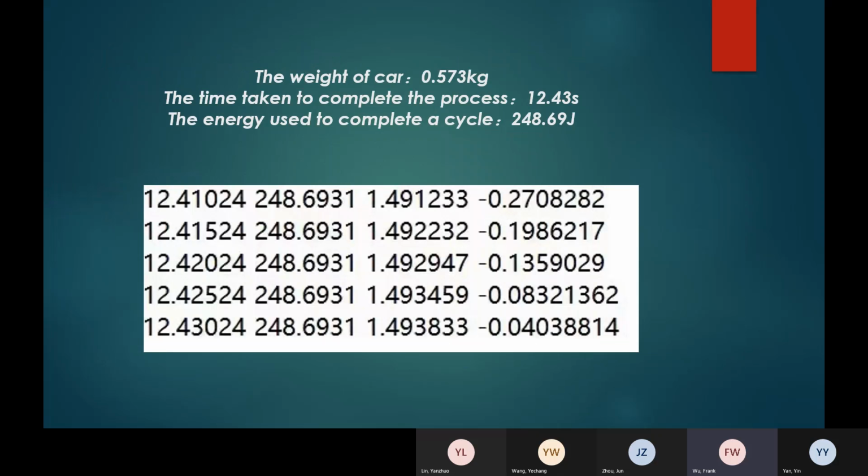The total weight of the car is 0.573 kilograms, and the time taken to complete the whole process is 12.43 seconds. The energy consumption of the car to complete a cycle is 248.69 joules. The distance from the wall is 1.493 meters. It's nearly 0.01 meter away from the initial position, and the velocity at that moment is minus 0.04034 meter per second. And my teammate will explain this part.